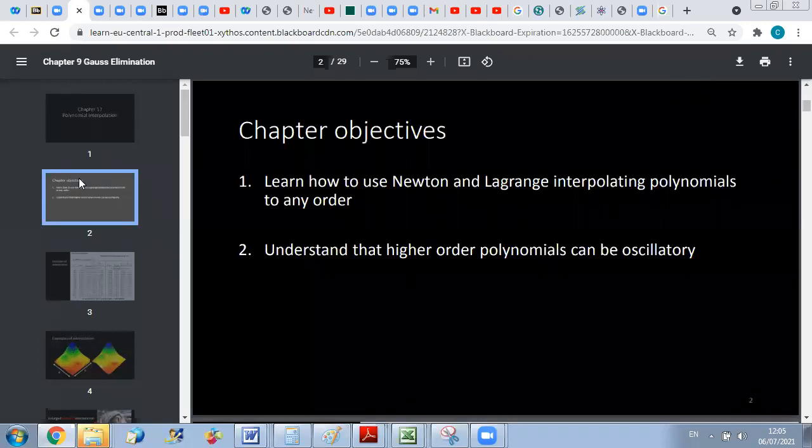The objectives of this chapter are to learn how to use the Newton and Lagrange interpolation polynomials to any order, and you will understand that higher order polynomials can be oscillative.